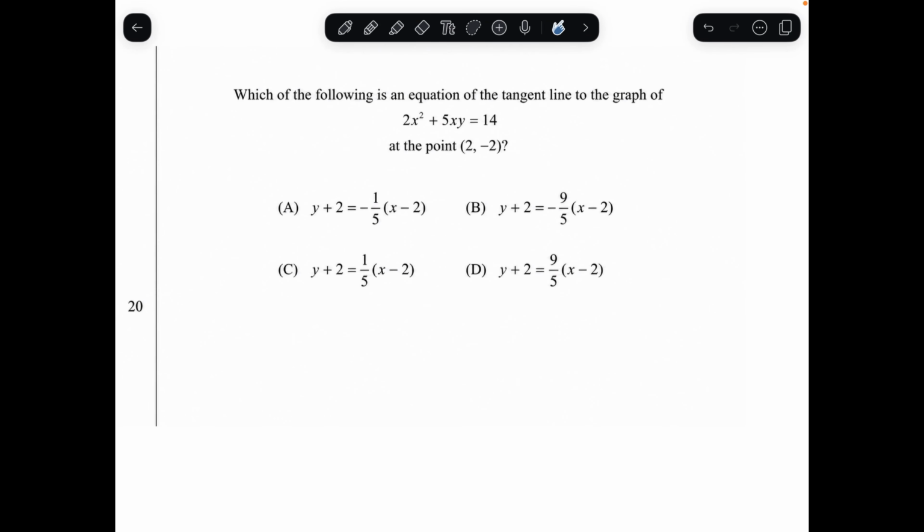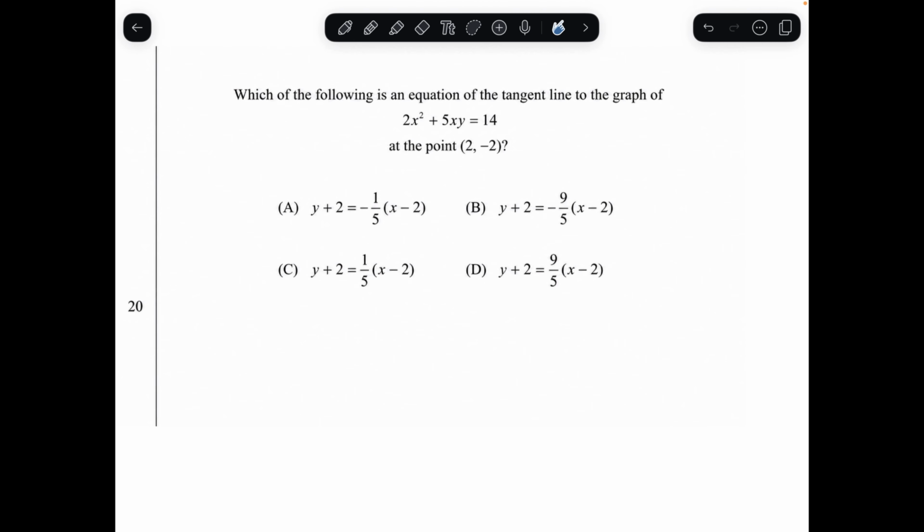Hello, welcome back. In this calculus video, I'm going to be going over a tangent line question. I recommend pausing the video and trying the question yourself before you see me solve it. Without wasting any time, let's get into it.